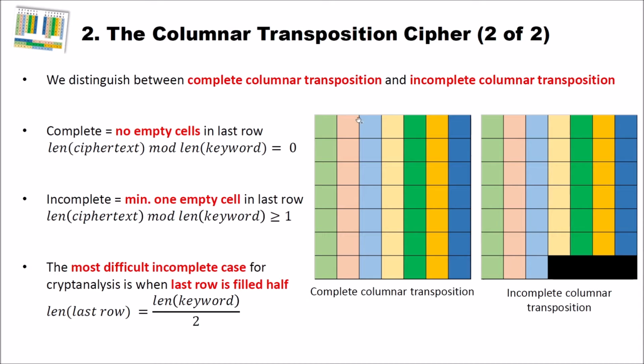In the case of a complete columnar transposition cipher, if you do this by hand, you could just cut it into these strips here, and then you can just try to reorder the strips. But with an incomplete columnar transposition cipher, we have the problem that you have different lengths of columns, so it's not so easy to cut the ciphertext into these strips, because you don't know where a column starts and where a column ends, making cryptanalysis more challenging. In this case, where the last row is only filled by half, is the most difficult case.